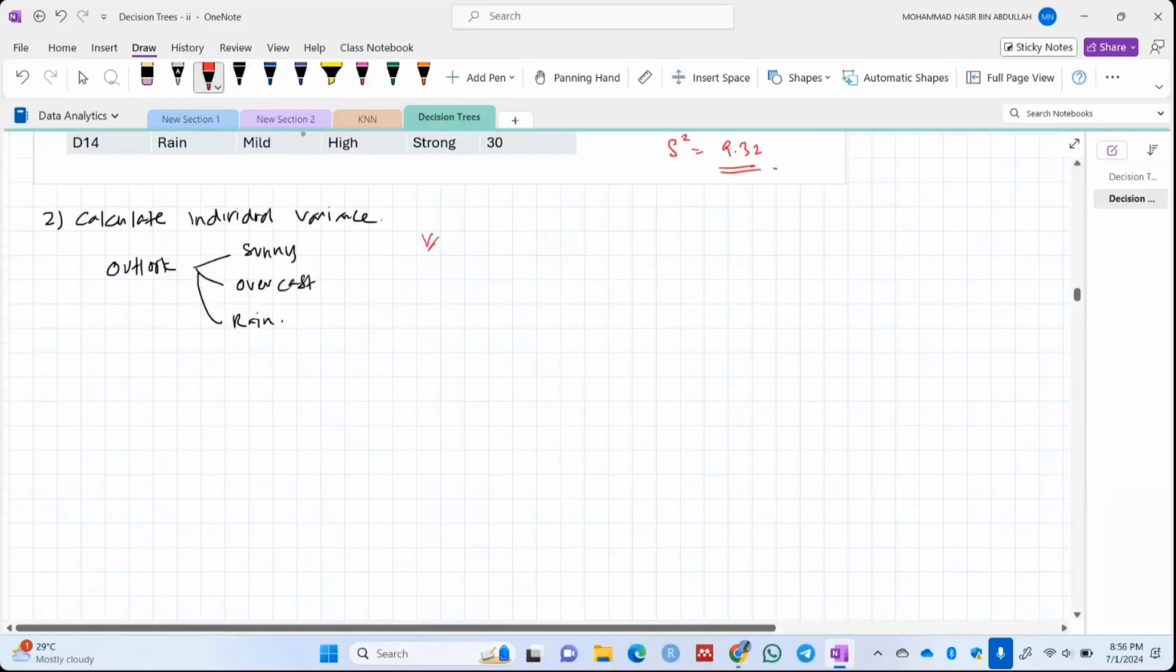So this is the variance for sunny. Let's say I put this in this box so we can understand.